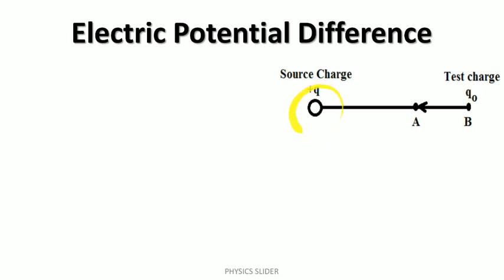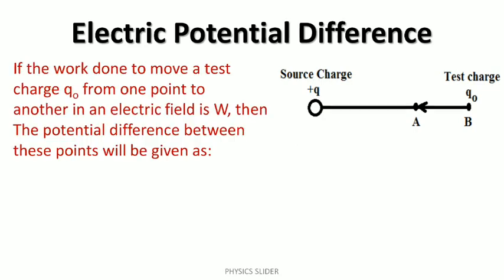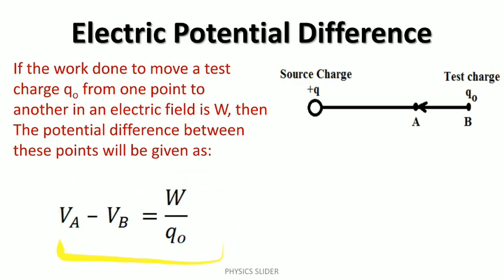If the work done to move a test charge Q0 from one point to another in an electric field is W, then the electric potential difference between these points will be given as VA minus VB is equal to W upon Q0. This is the expression for the electric potential difference. Now with the help of this expression, we will define electric potential difference.